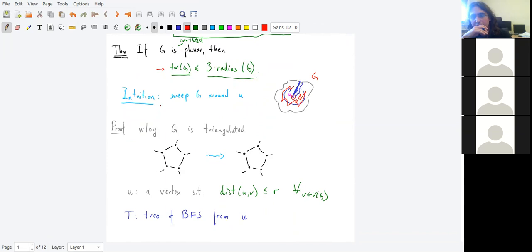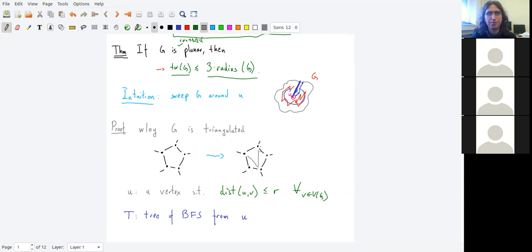Good, okay, so we are going to do the proof. First of all, we will assume that the graph G is triangulated. Why so? Well, by triangulated, I mean that I take every face and add some additional edges into this face so that every face I obtain in this manner is a triangle.